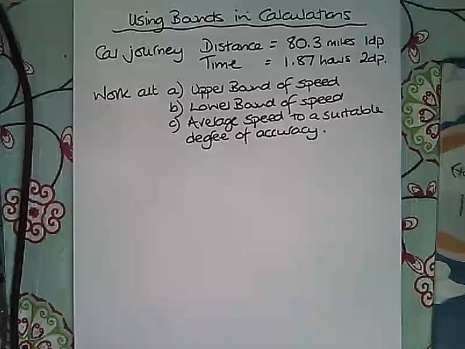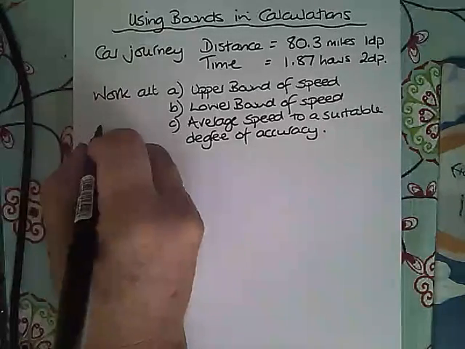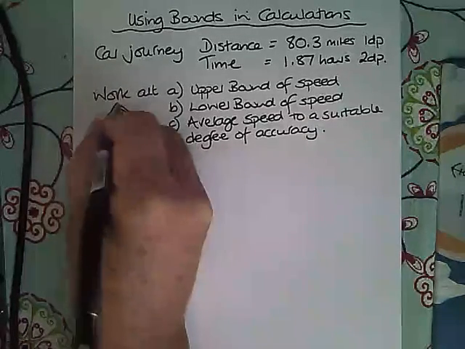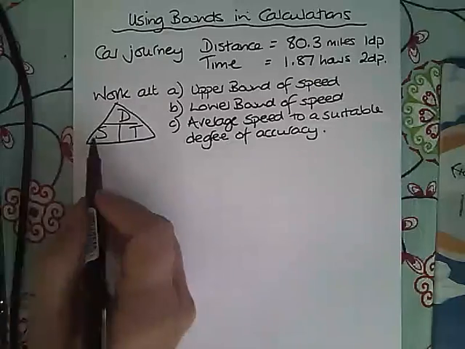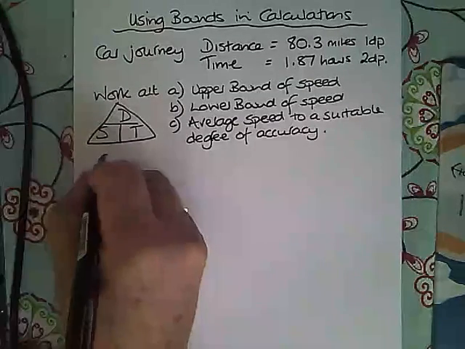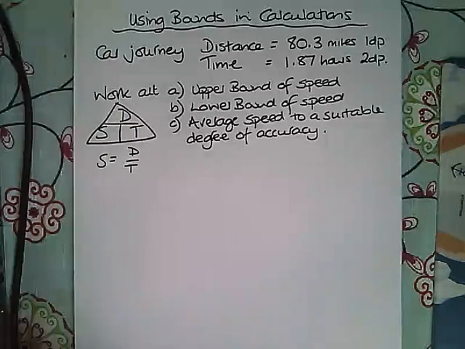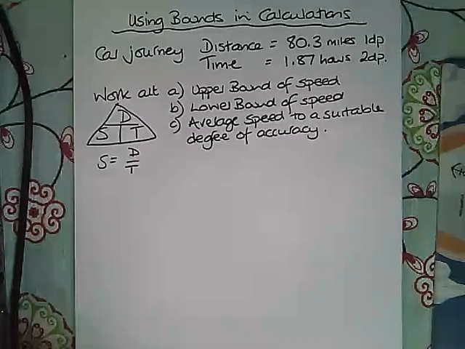Now, the phrasing "suitable degree of accuracy" often occurs in bounds calculations, and when we get to part C, I will show you exactly what that means. First of all, let's do the upper bound of the speed. We need to use our speed distance triangle. Speed is equal to distance over time. Put it in our triangle. We're trying to work out the speed, so we cover that up. So the speed is equal to the distance divided by the time.